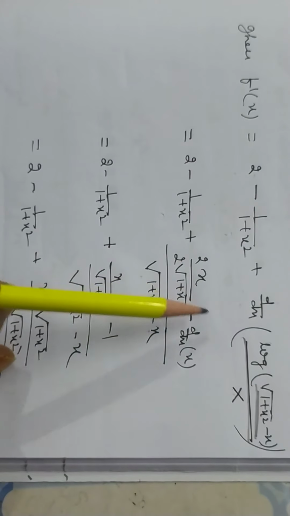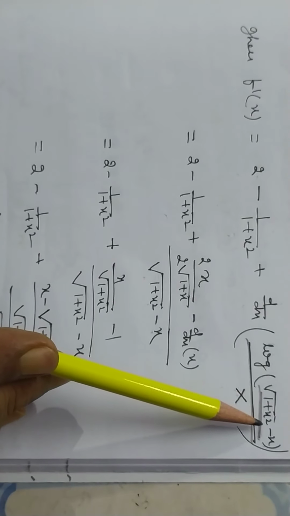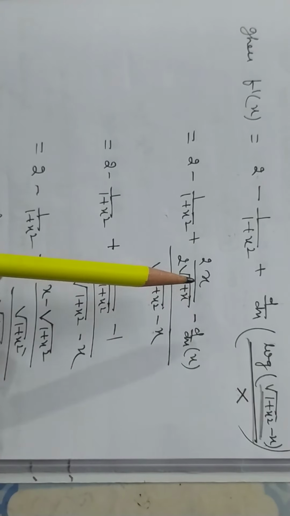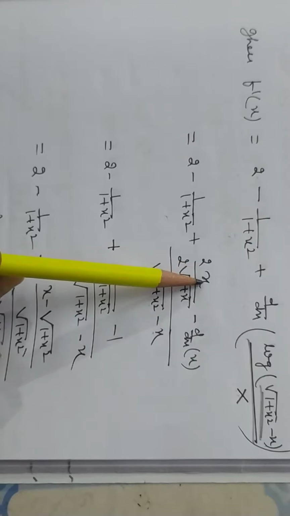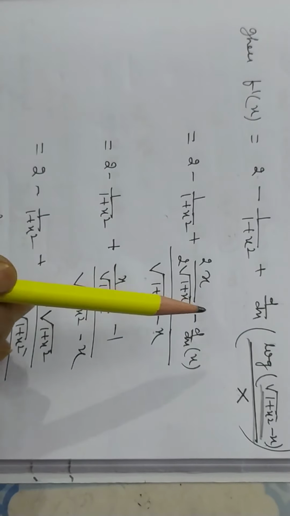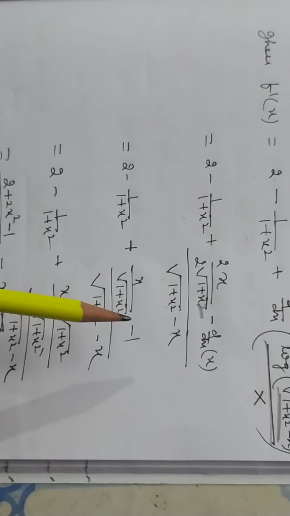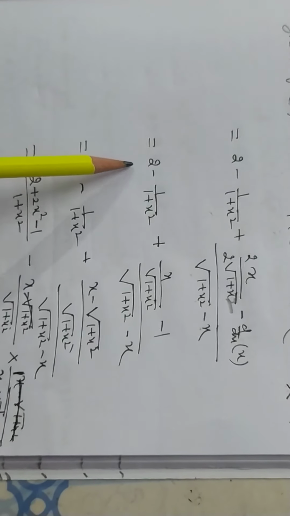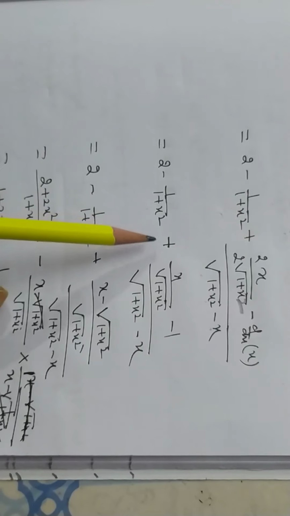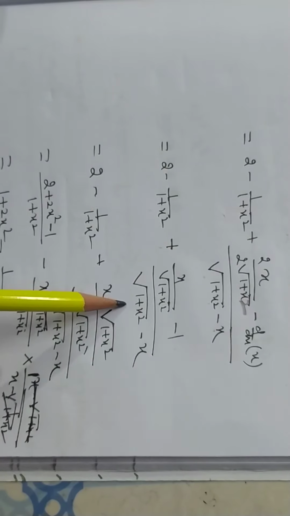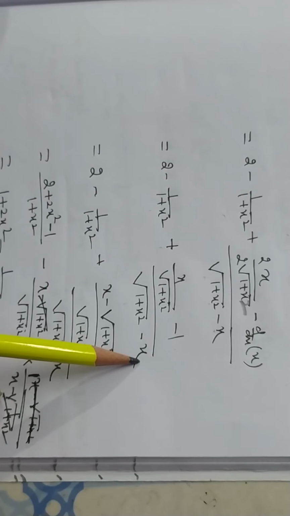Then differentiate root over 1 plus x square minus x. It will be dy/dx of root over 1 plus x square and dy/dx of minus x. The dy/dx of root over 1 plus x square is 2x by 2 root 1 plus x square, minus dy/dx of x. And now after simplifying we have 2 minus 1 by 1 plus x square plus x by root over 1 plus x square minus 1. And that will be root over 1 plus x square minus x.